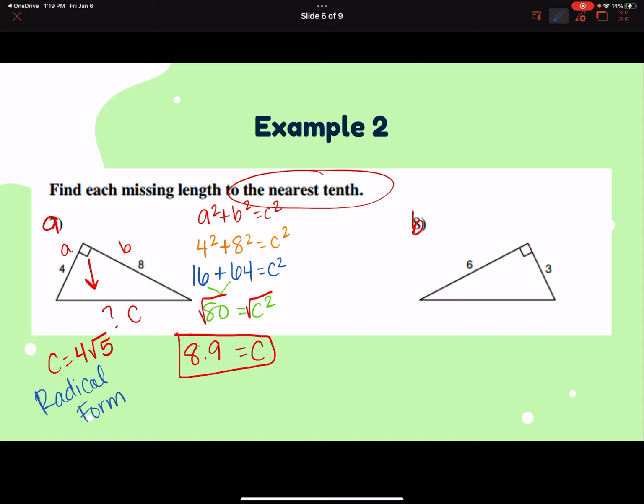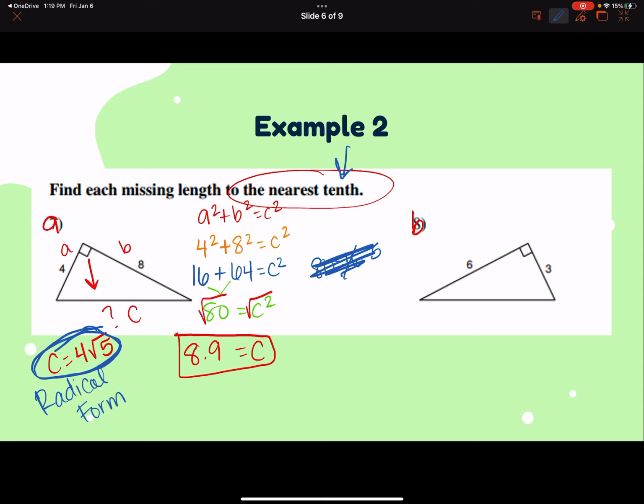So for example, 80 is 16 times 5. And the square root of 16 is 4. It's a perfect square. So that's where this 4 radical 5 comes from. That's not important to you as long as you know that this is called radical form. So if it's asking you for radical form, that's when you want to enter this circled answer right here. Okay. Most of the time, however, it's going to ask you to round to the nearest tenth.